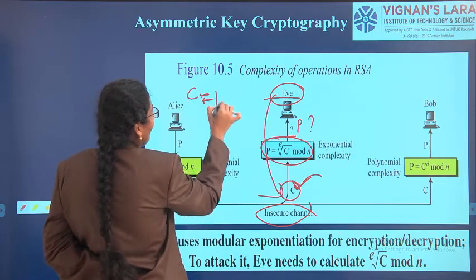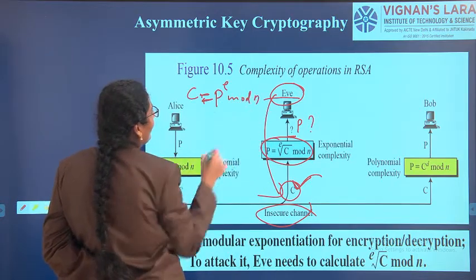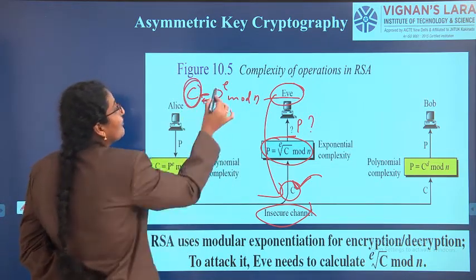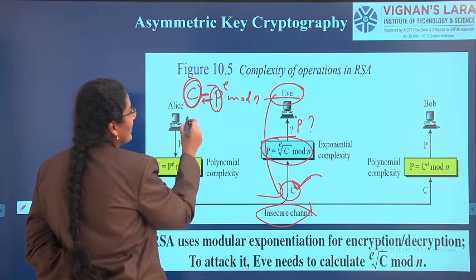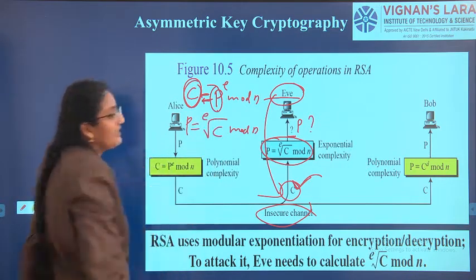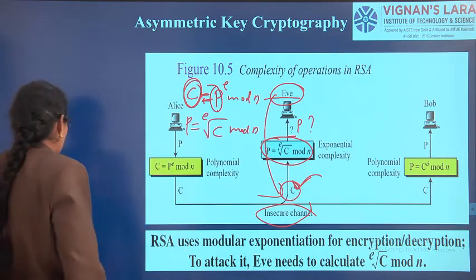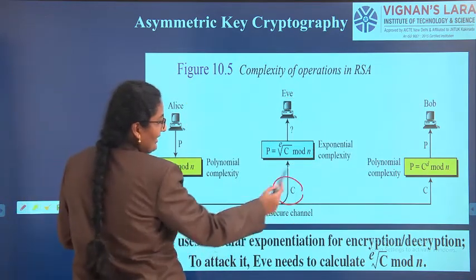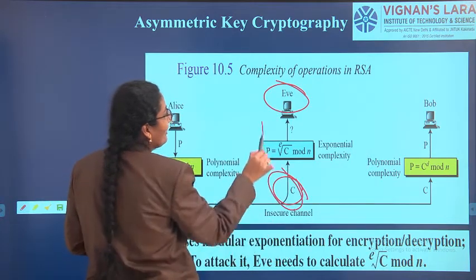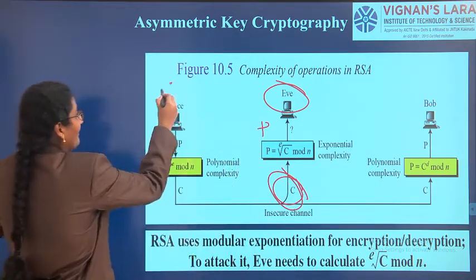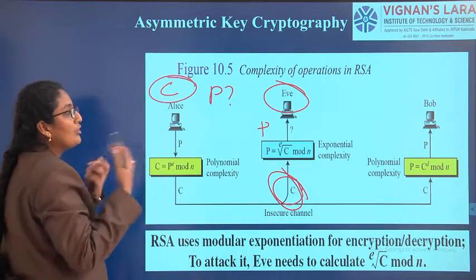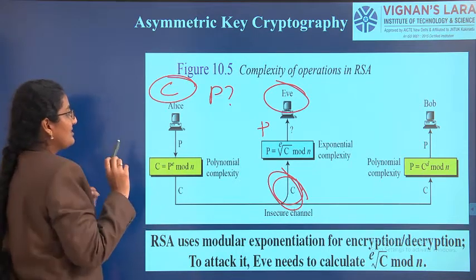Actually, we have C = P^E mod n. This is the formula. Now I have the C value, but I want the P value. Then how will this formula change? P = the E-th root of C mod n. This is the problem. I have the ciphertext, I am the attacker, but I cannot understand it, I want plain text. By having ciphertext, how can I get plain text? I want to convert this ciphertext into plain text. To convert, I don't have the private key. So this is the problem.